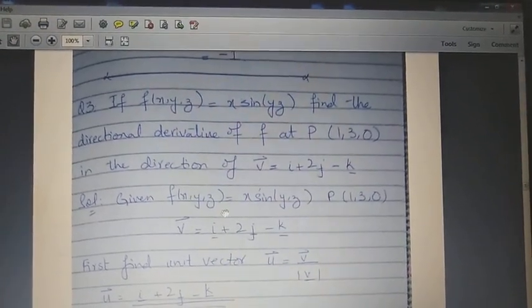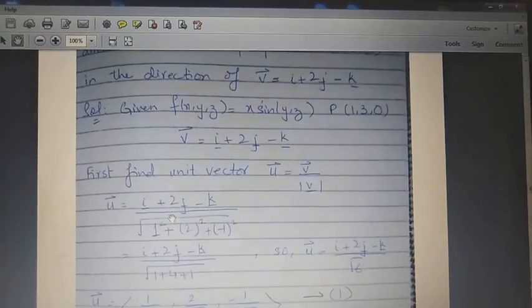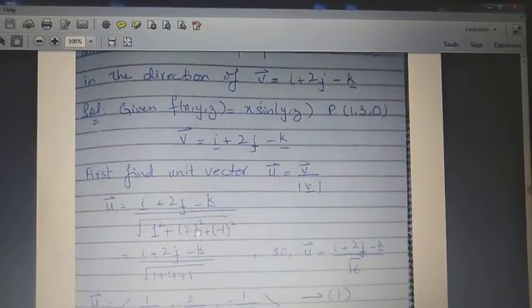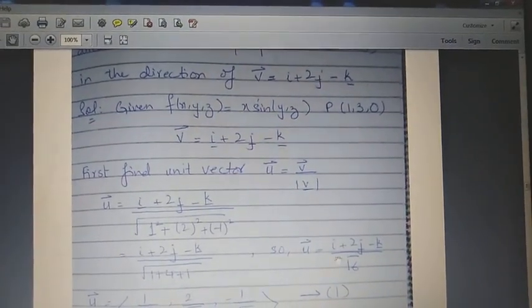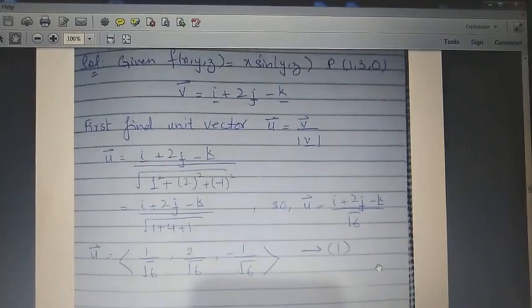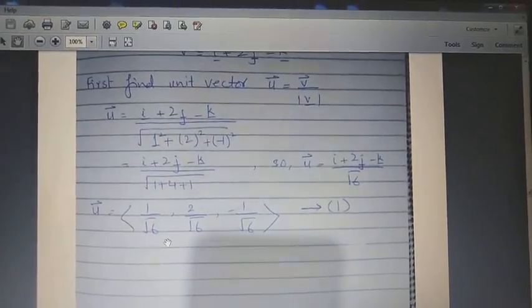Solution: the function is given at a specific point. Vector v is given. First we will find its unit vector: vector i plus 2j minus k over its magnitude. The magnitude is square root 6. So the unit vector is i plus 2j minus k over square root 6, which is written with the bracket notation in equation number 1.